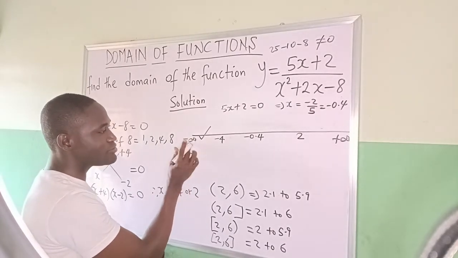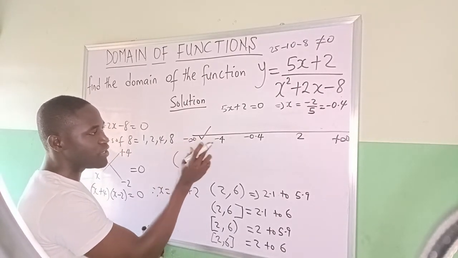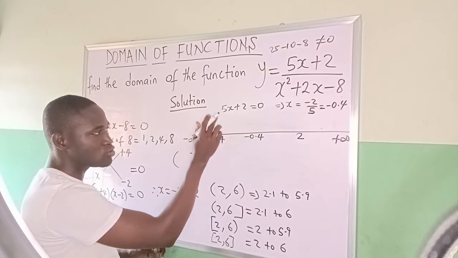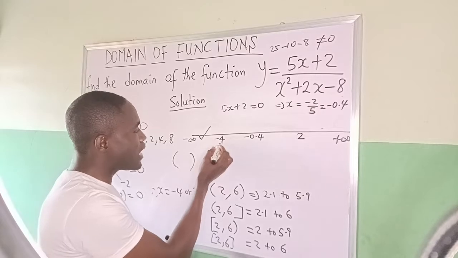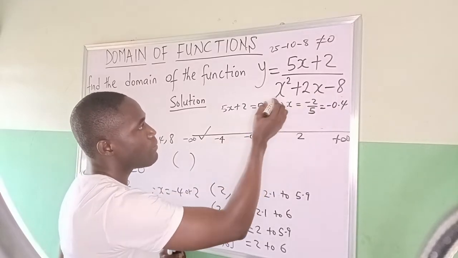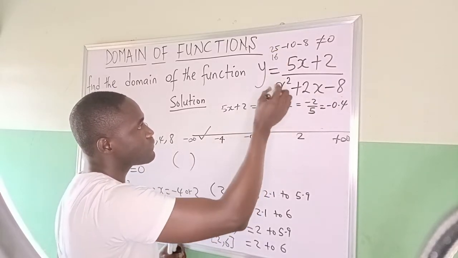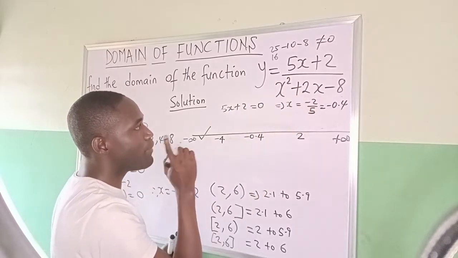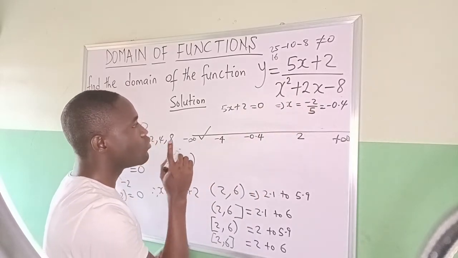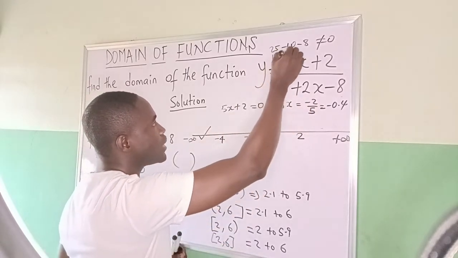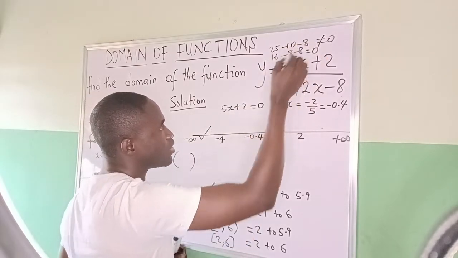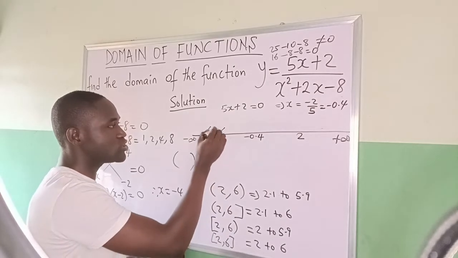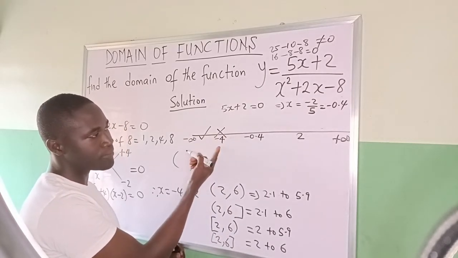Pick minus 4. We have checked in between negative infinity and minus 4 and it says good. It is defined. That is the meaning of good. Carry minus 4, put here. Minus 4 squared is 16. 2 times minus 4 will give you what? Minus 8. Then minus 8. Everything will be 0. You say this is undefined at minus 4.